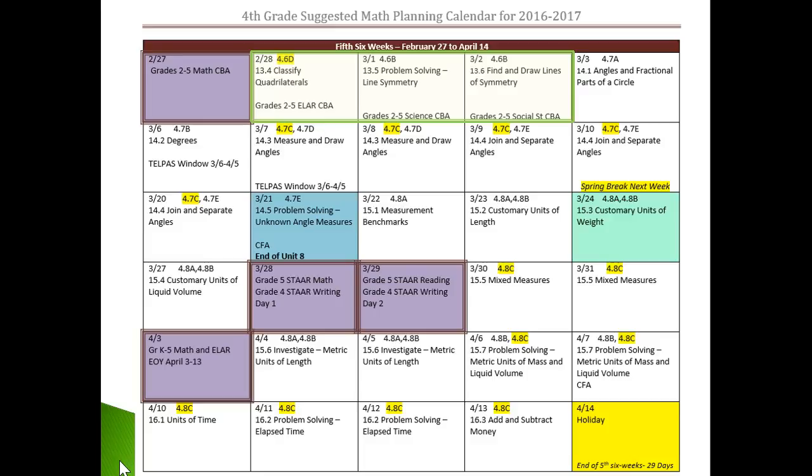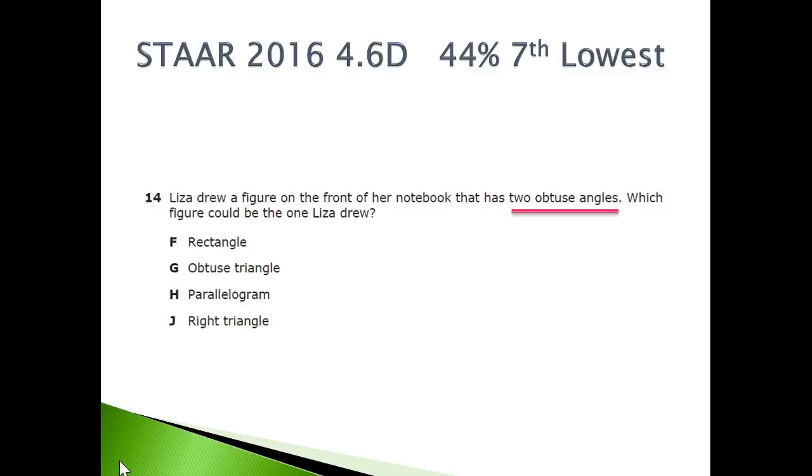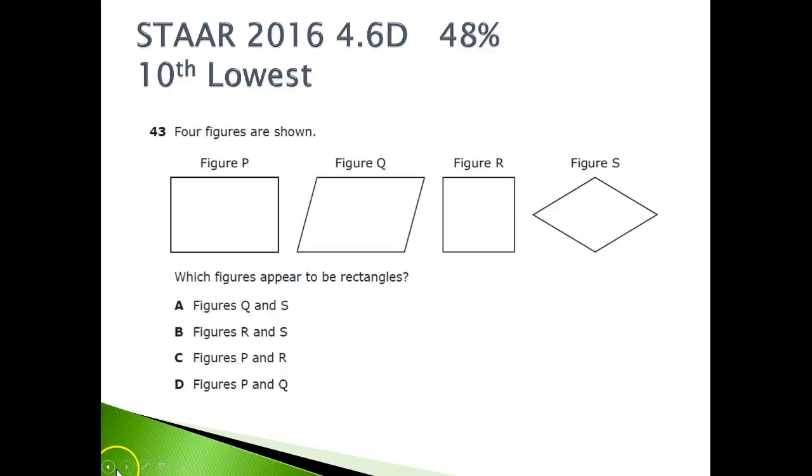So notice that we're going to just finish quadrilaterals and begin line symmetry. Now symmetry is a little difficult for the kids because you're going to introduce that concept. But here, this particular item is talking about 4.6D, which is about quadrilaterals. And notice it's asking for the figure that would have 2 obtuse angles. Now our 10th lowest scoring item was number 43. Here, the kids are having to choose 2 figures, which appear to be rectangles.